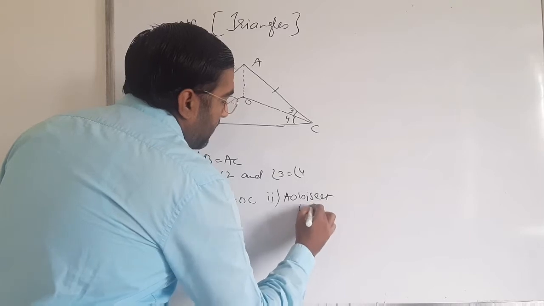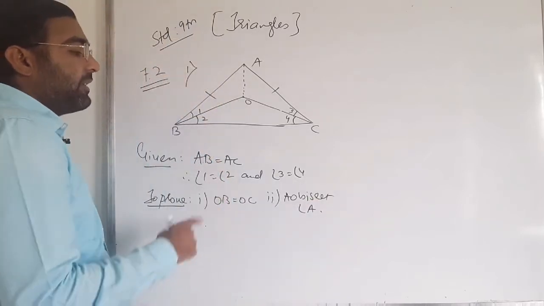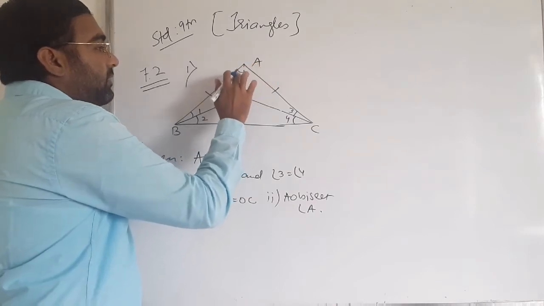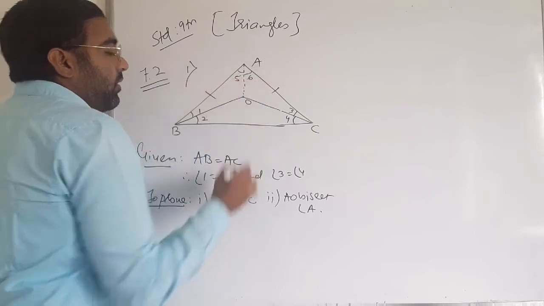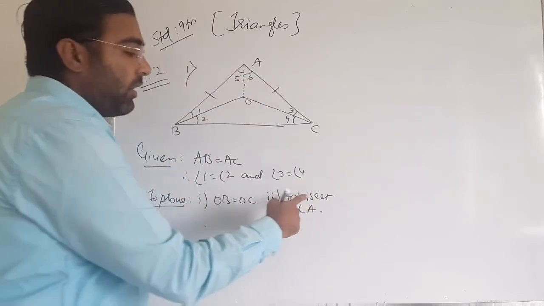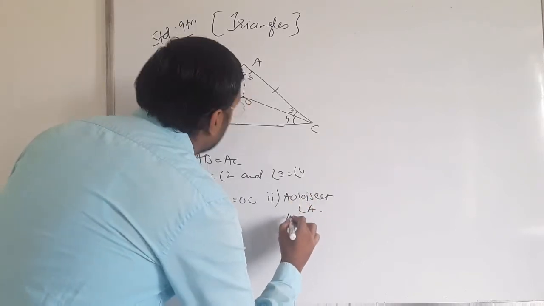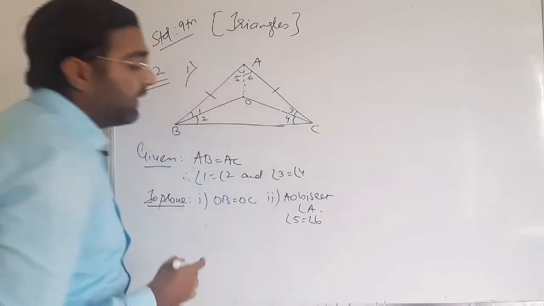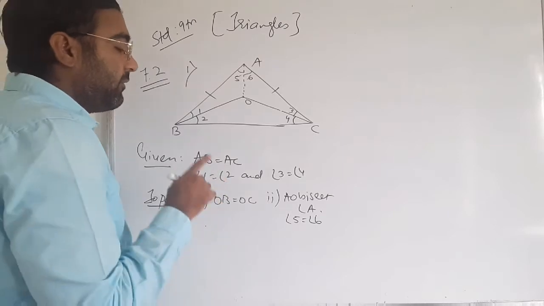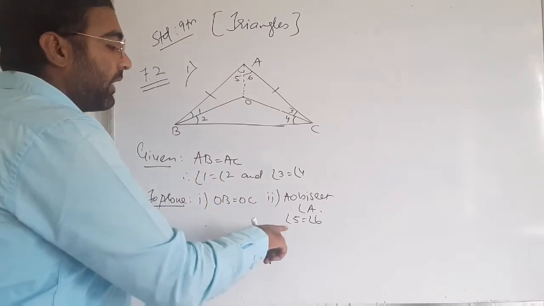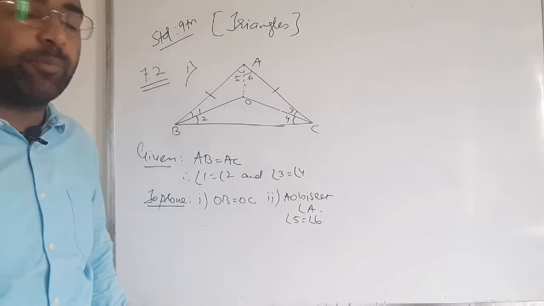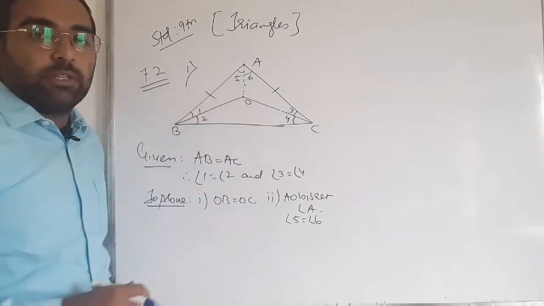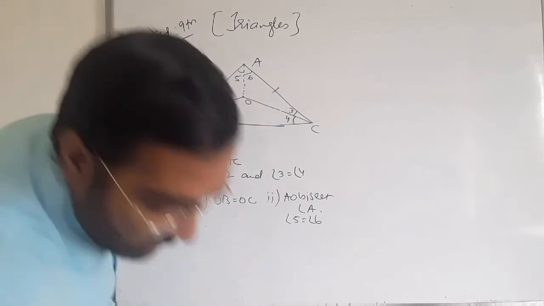AO bisects angle A, therefore we name the angles 5 and 6. As per this condition, we have to prove angle 5 is equal to angle 6. That gives clarity on what we need to prove: angle 5 is equal to angle 6 in this statement, and OB is equal to OC. So let's start with the proof.